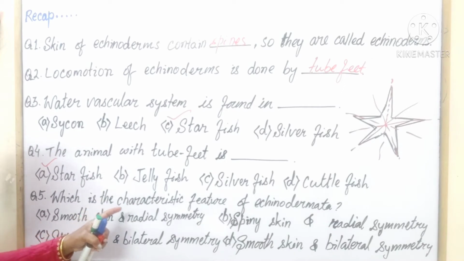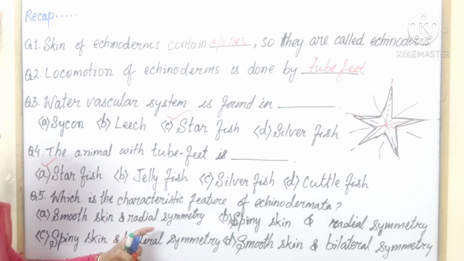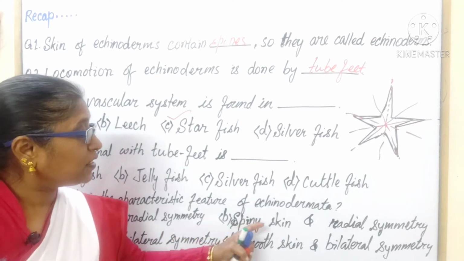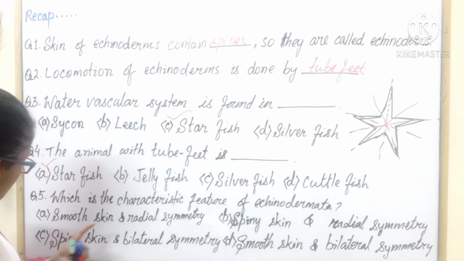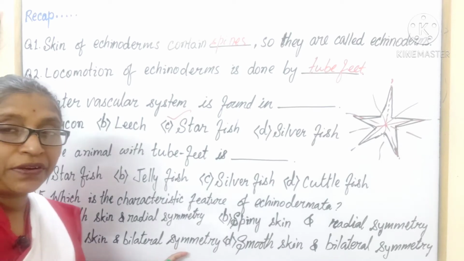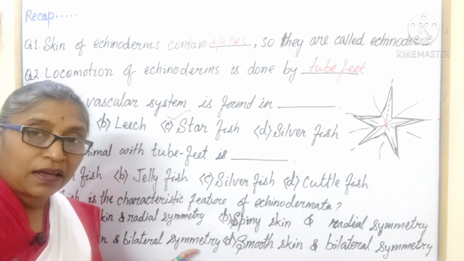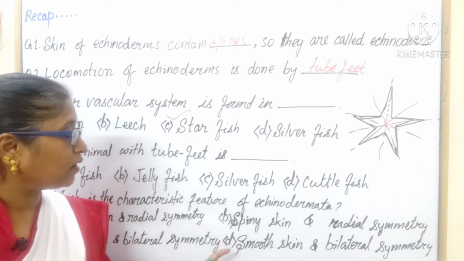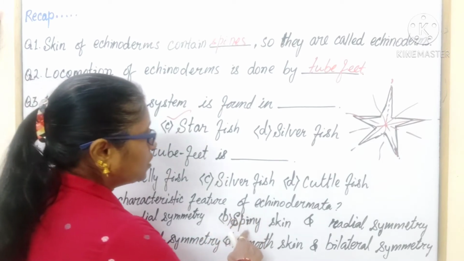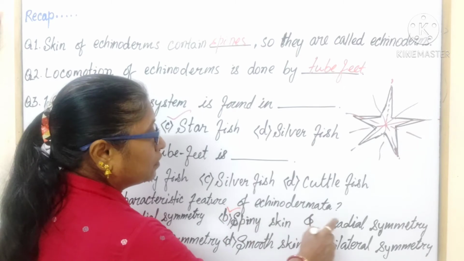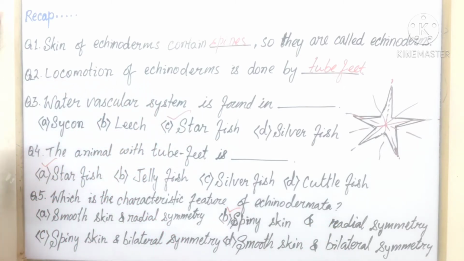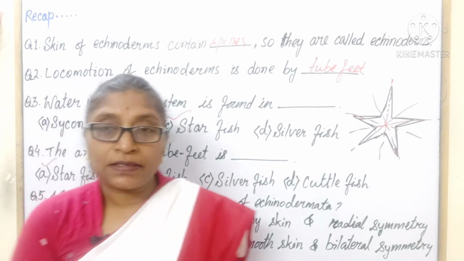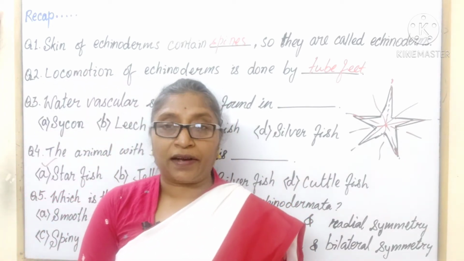Which is the characteristic feature of echinoderms? Smooth skin and radial symmetry. It is not, the animals do not have smooth skin. Spiny skin and radial symmetry. Yes. Spiny skin with bilateral symmetry. No, the adults have radial symmetry. Smooth skin and bilateral. No, smooth skin they do not have. So, what is the answer? Spiny skin with radial symmetry. In this session, we are going to discuss the phylum Hemichordata.